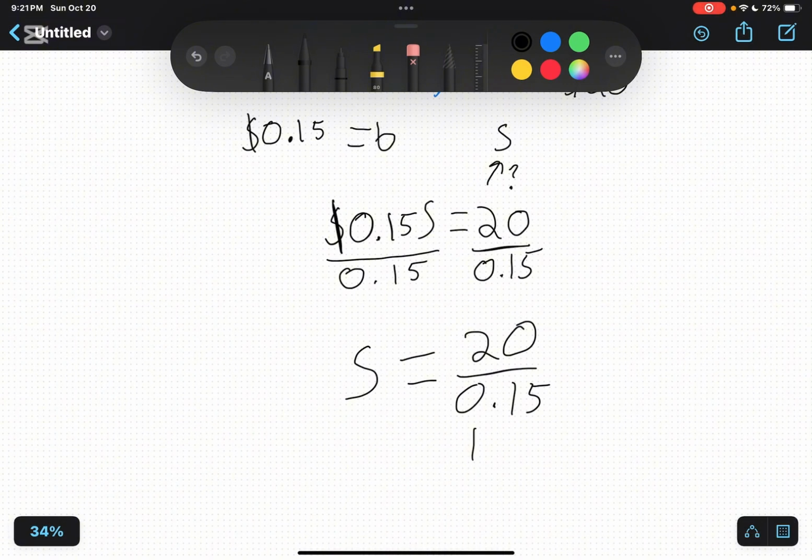And on some further simplification, S equals 133.33. But for this equation, since we're measuring something that you can't split apart, like this isn't a unit of measurement or unit of liquids or anything, you can't have a fraction of a student, so we can just keep that rounded down at 133. We don't want to round up because that might go above our amount of $20.